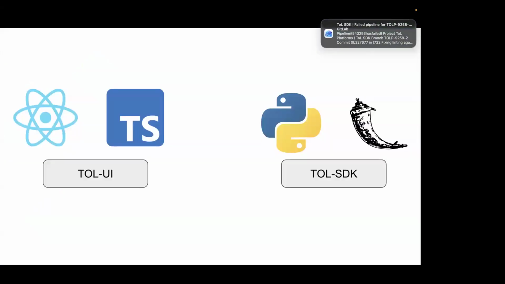So, a bit of background about the team. We're mostly web development, so we have two internal packages that we work on: Tol UI and Tol SDK. Tol UI is our front end, so that's React TypeScript, and Python and Flask for our back end. Both of these are individually versioned and deployed. They're combined in about 10 or 11 other web app repositories that we use.